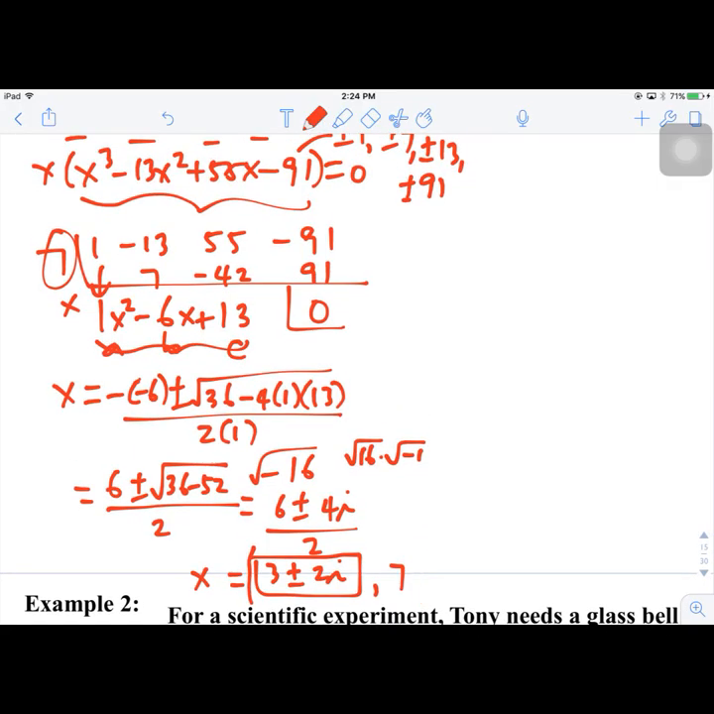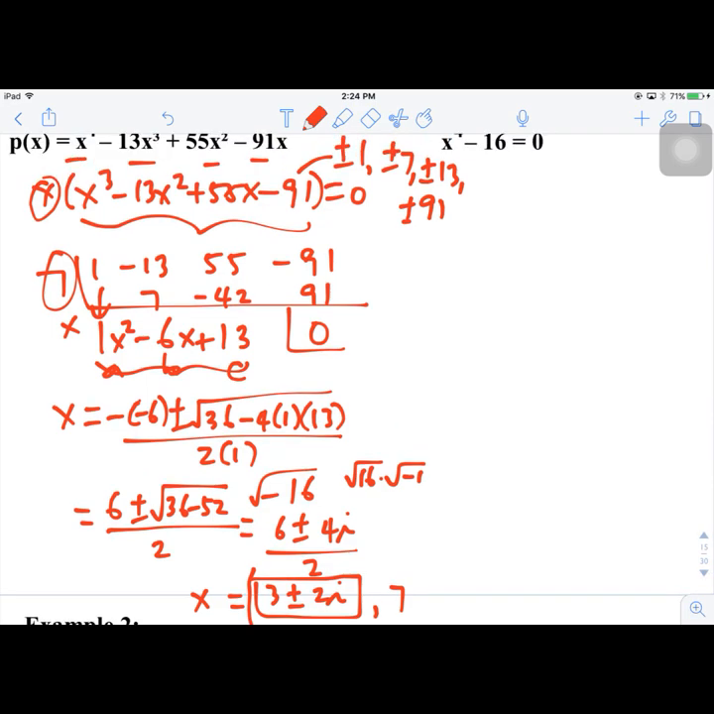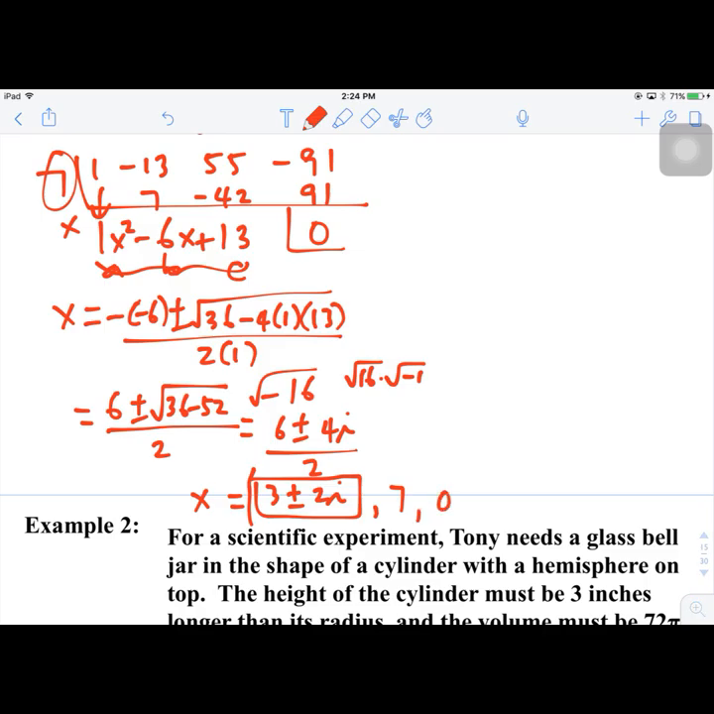And then actually we have 1 that we left off with the 1 that we factored out together. So when we have x by itself, the only solution you'll get is 0. So here is the complete list of solutions for this problem.